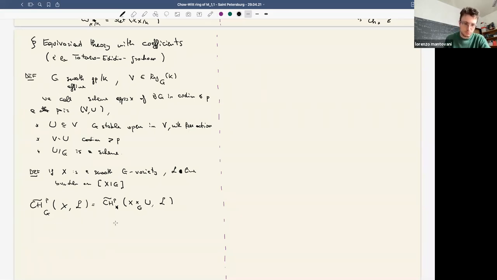And here I have to choose U V to be an approximation, a scheme approximation, of BG in codimension smaller or equal than P plus one.